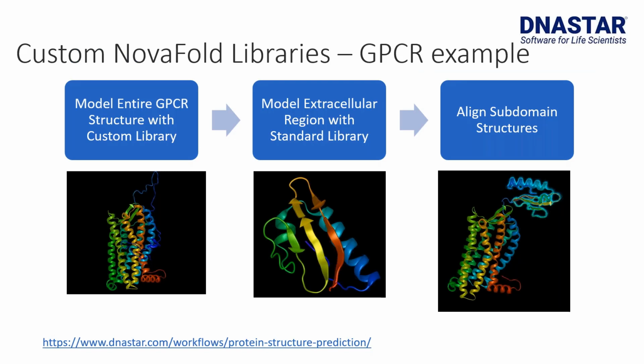As I mentioned, we can do some custom work with NovaFold. So we have a nice case study on our website where we modeled a difficult to model GPCR structure using a combination of standard template libraries and custom libraries, and then aligning those structures to get a hybrid model that has the best of both worlds and better resolution. And I think I have the URL down here. It's on our workflow page. I think Sharon's going to show you how to access those pages at the end of the webinar. But if anyone's interested, we can also send you this case study directly.